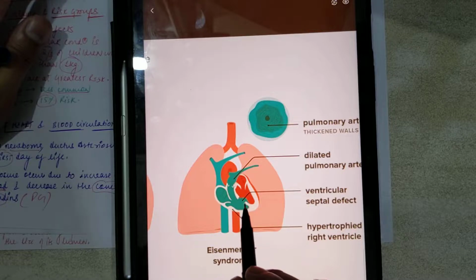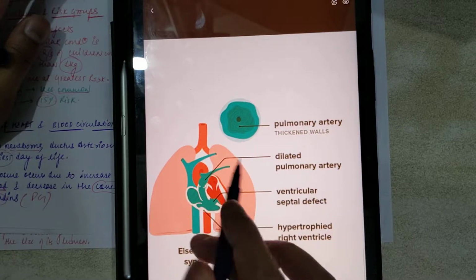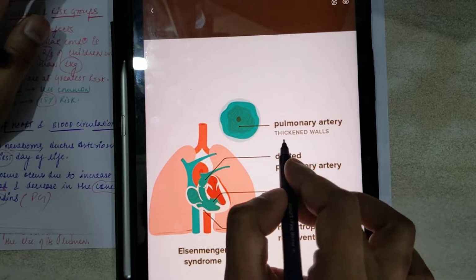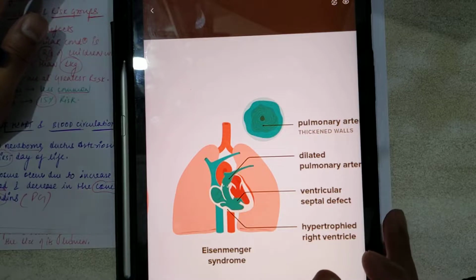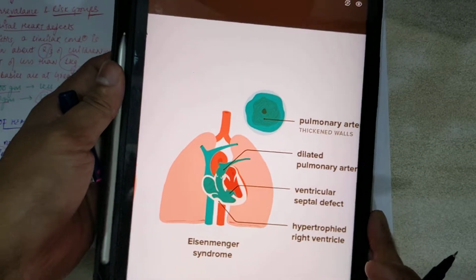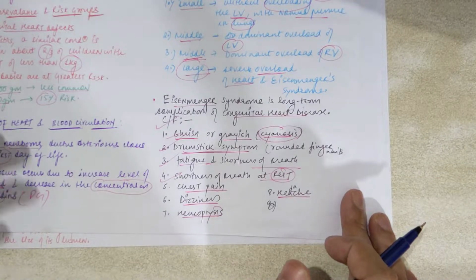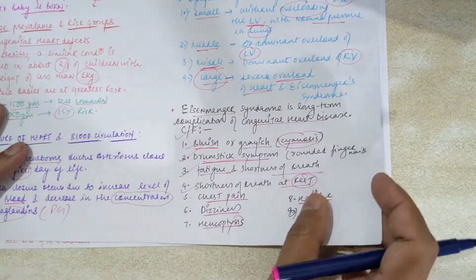The closure is not done, so the blood mixes from left to right, and there is a dilated pulmonary artery. So there is dilation of the pulmonary artery due to thickening of valves, and there is ventricular hypertrophy, so an increase in size of the right ventricle. These three signs we actually see in the heart. So that is called Eisenmenger syndrome.